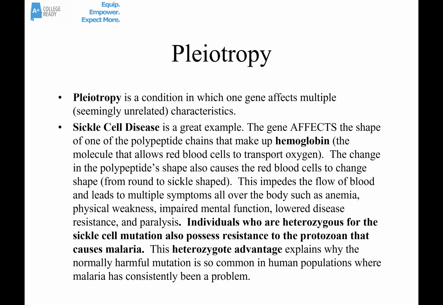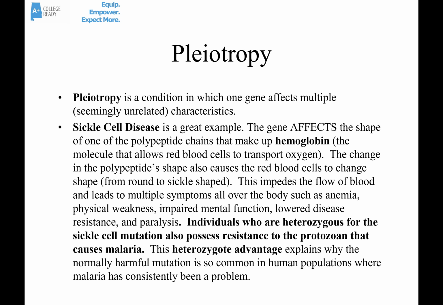Another non-Mendelian inheritance pattern we want to look at is pleiotropy. Pleiotropy is a condition in which one gene affects multiple seemingly unrelated characteristics. Sickle cell disease or sickle cell anemia is a good example. The gene actually affects the shape of one of the polypeptide chains that make up hemoglobin, the protein in our red blood cells that helps us to transport oxygen. The change in this polypeptide shape, though, ultimately causes the red blood cells to change shape from round to sort of sickle shaped.